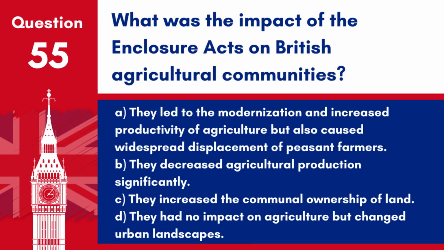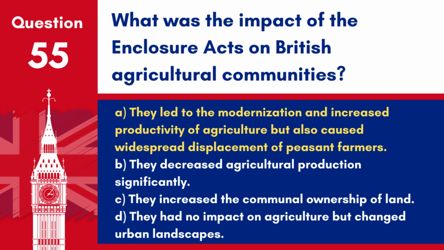Question 55. What was the impact of the Enclosure Acts on British agricultural communities? A. They led to the modernisation and increased productivity of agriculture, but also caused widespread displacement of peasant farmers. B. They decreased agricultural production significantly. C. They increased the communal ownership of land. D. They had no impact on agriculture, but changed urban landscapes.